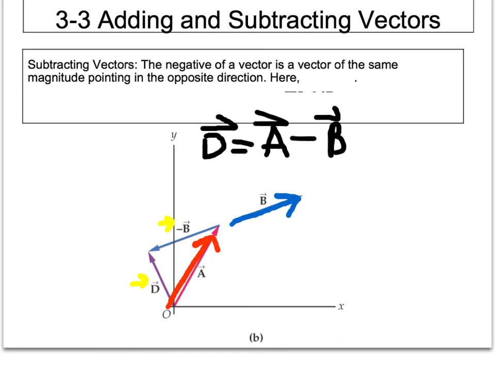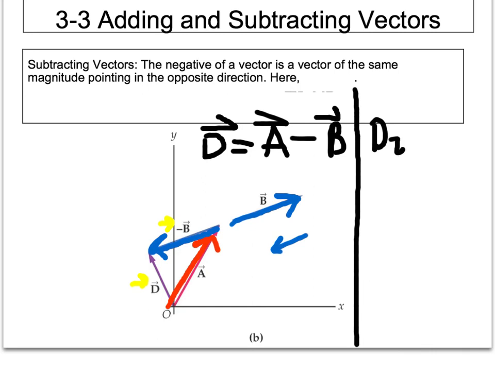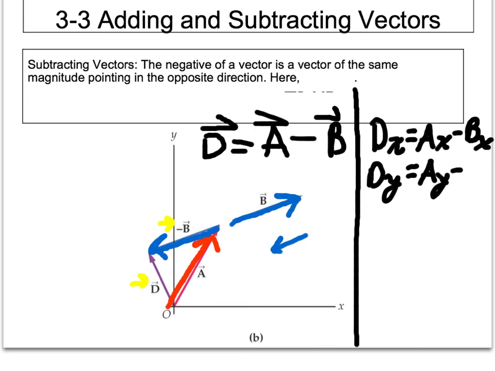To do this visually, all I do is I take vector B and I flip it around the other way, and then put the flipped vector's tail at the tip of A. So you change its direction. There you go. Notice how it just flipped. Now, to find mathematically what vector D would be, we're going to divide it into components. Let me do this along the side here. The x component of D is the x component of A minus the x component of B. The y component of D is the y component of A minus the y component of B.